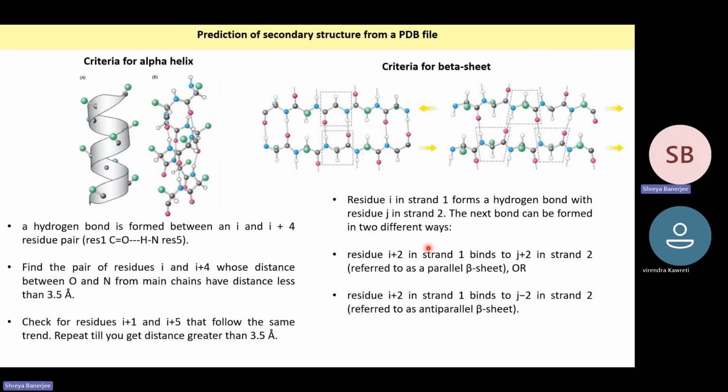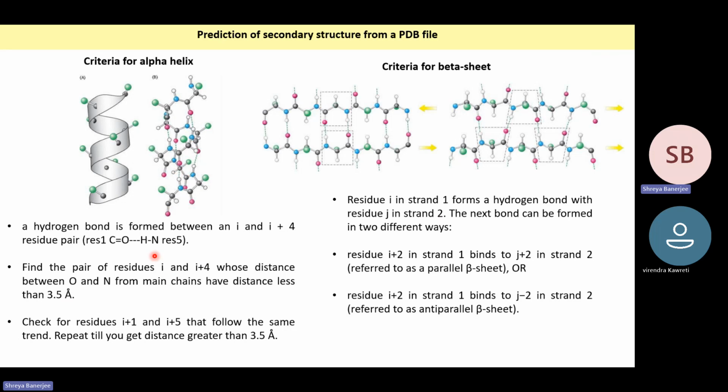Now there are different criteria to find whether a helix or a beta sheet is being formed. For the helix, the criterion is that from residue I to I plus 4, if the distance is less than 3.5 angstrom, that means there is a hydrogen bond. You can see this dot is the hydrogen bond. So if the distance between the oxygen and the nitrogen, NH, at I and I plus 4 is less than 3.5 angstrom, then this hydrogen bond between I and I plus 4 will form, and that will lead to a helix.